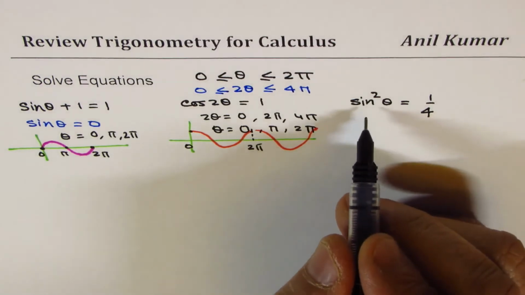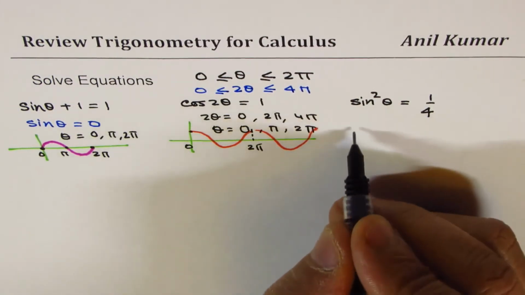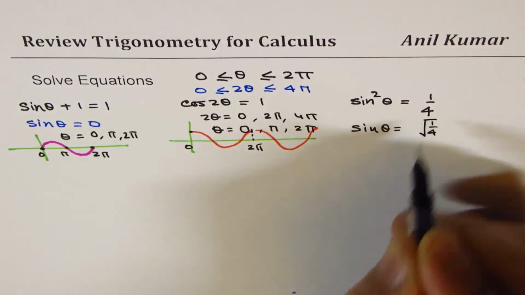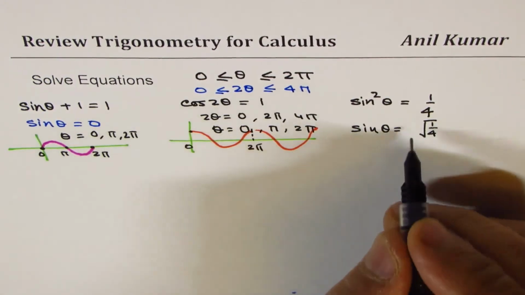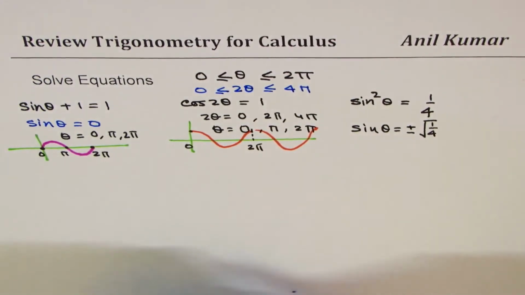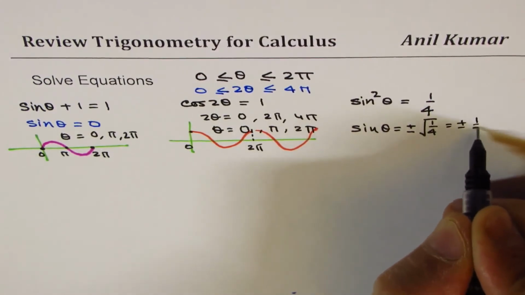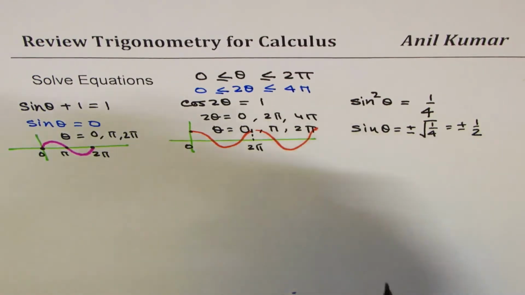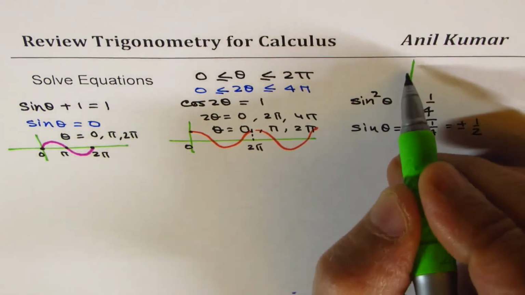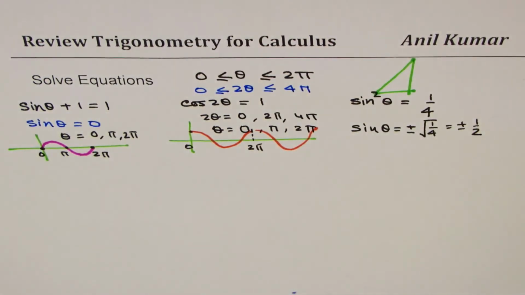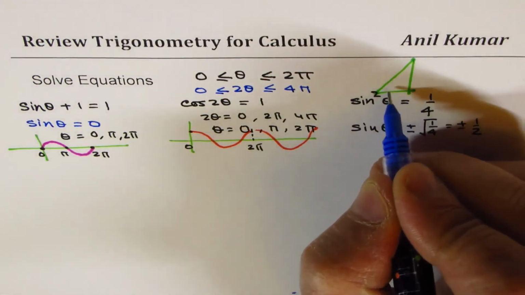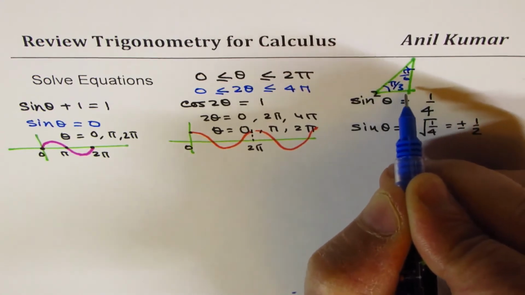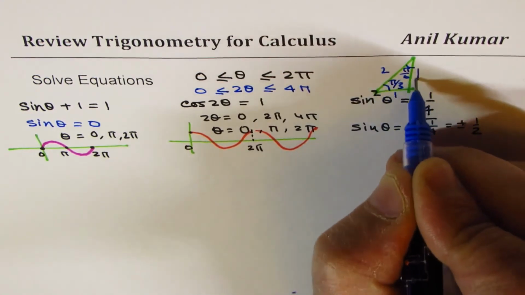The third equation here is sine square theta equals to 1 over 4. So you can write sine theta as equals to square root of 1 over 4. Whenever you do square root, you should take both plus and minus into consideration. And so we get plus minus half as our result. Now, plus minus half reminds you of a special triangle, which is pi by 6, pi by 3, right? So this special triangle where the angles are pi by 3, pi by 6, and the sides are 1, 2, and square root of 3.